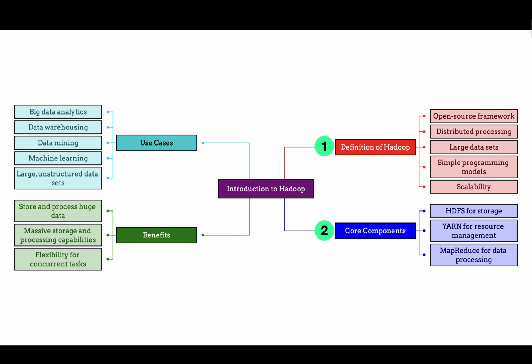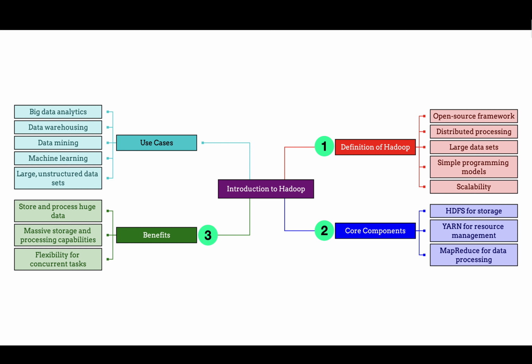2. Core components. The core components of Hadoop include HDFS, Hadoop Distributed File System, for storage, YARN, Yet Another Resource Negotiator, for managing computing resources, and MapReduce for processing large data sets.